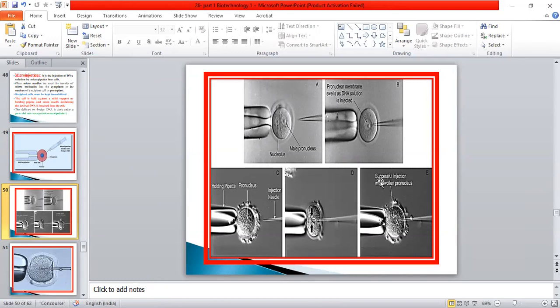See here, they are given as a successful injection with the swollen pronucleus. That is very, very important. Swollen pronucleus. This is the nucleus, right? This is the needle, right? When you are inserting, the foreign DNA molecules are here, and here also the DNA molecule is there. This DNA molecule incorporated with the host DNA molecule in this part. See this part. So this is the successful one. After that we have to carefully remove the needle also. That is very, very important.